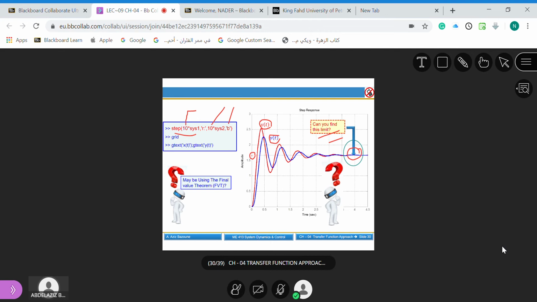You know the final value theorem, what it says? It says the limit of x of t when t goes to infinity is simply the limit of s times x of s when s goes to zero. You have x of s. X of s is simply g of s times 10 over s. 10 over s is the input, so x of s will be g of s times the input u of s. Multiply it by s, and you will find the limit. It should be somewhere here, like 1.6.